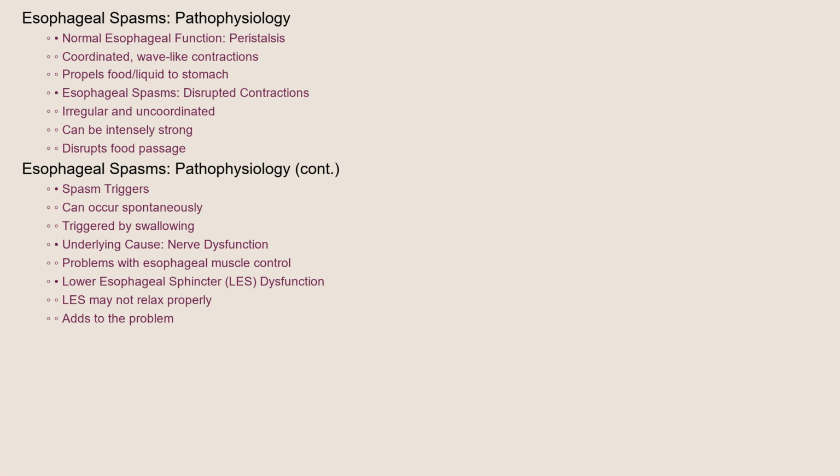To understand esophageal spasms, we need to look at the pathophysiology, how the condition actually works. Normally, the esophagus contracts in a coordinated, wave-like motion called peristalsis to push food down to the stomach. In esophageal spasms, these contractions become irregular, uncoordinated, and sometimes intensely strong. This disrupts the normal passage of food and liquid, leading to the characteristic symptoms we'll discuss later.